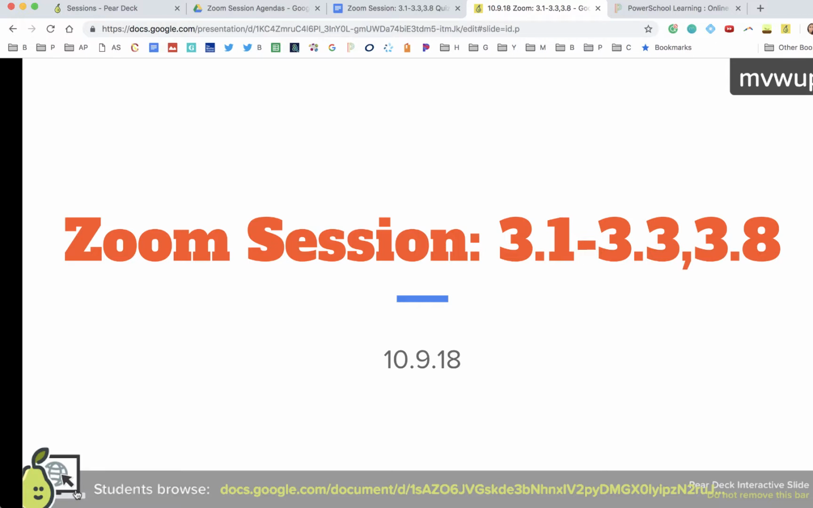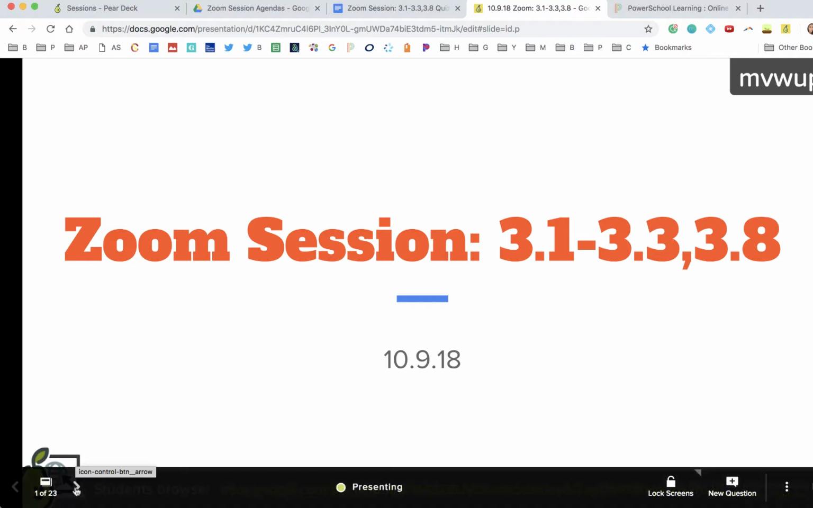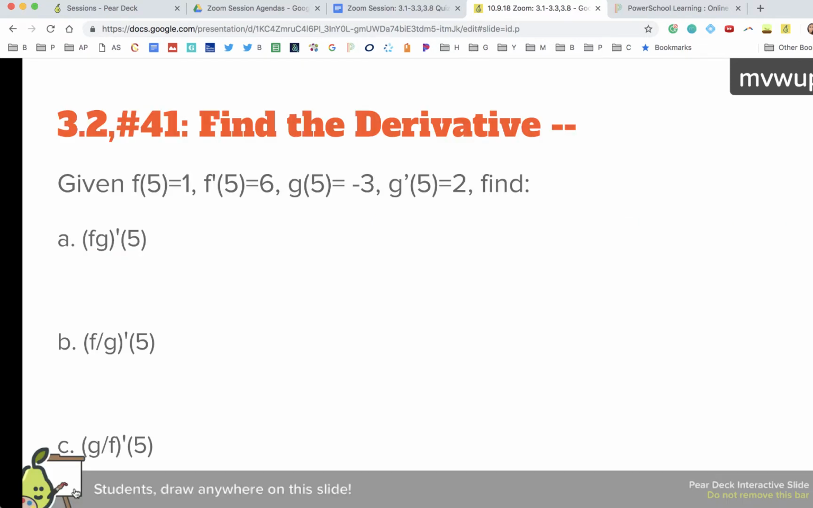Hi everyone. So let's go over what we would have done in the Zoom session today, 3.1 to 3.3 and 3.8, which will get you all ready for the quiz coming up. Let's start off by finding the derivative.